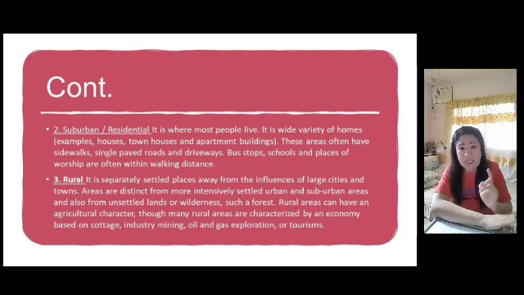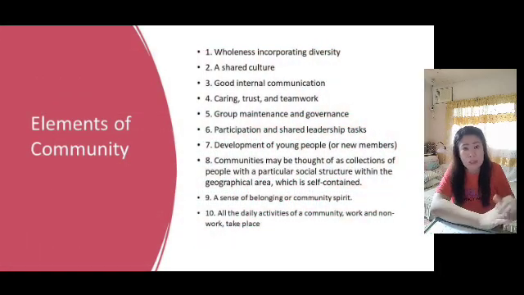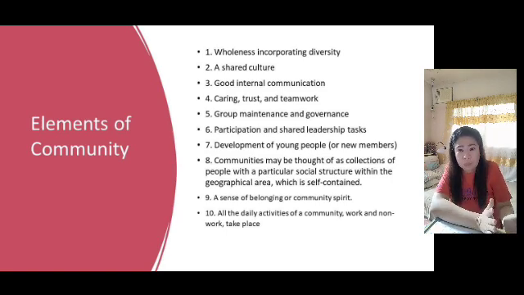Now, I'm going to discuss to you the elements of community. Ano ba yung elemento ng community? Paano ba natin masasabi na buo yung isang komunidad? Diba? We should know their elements. So, number 1, wholeness, incorporating diversity. Dapat daw merong shared culture, merong good internal communication, caring, trust, and teamwork. Dapat present yun doon. Diba?